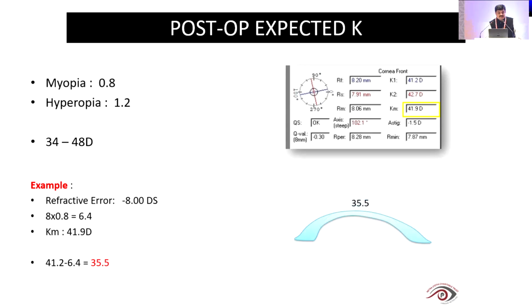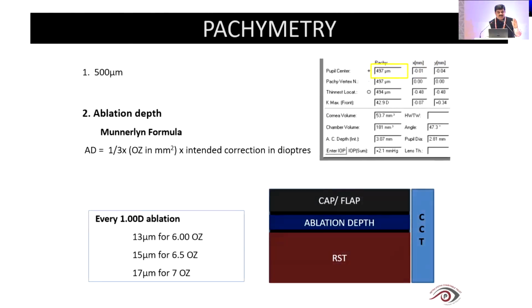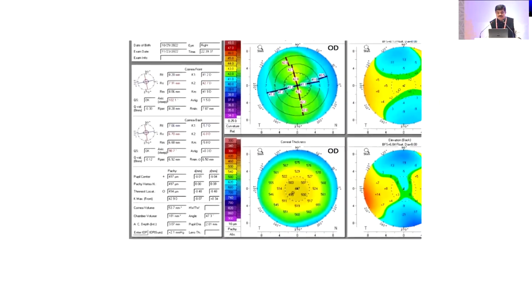So suppose, for example, refractive error is -8 diopter, then your keratometry may drop to 35.5. So this is about the Pentacam picture. Pachymetry 500 micron. So always this is the Munnerlyn formula. Always you need to look at how much every 1 diopter ablation takes in a patient: with a 6 mm optical zone, 13 micron will go. If it is 6.5, 15 micron will go; 7 mm, then 17 micron will go. So that is very, very important.